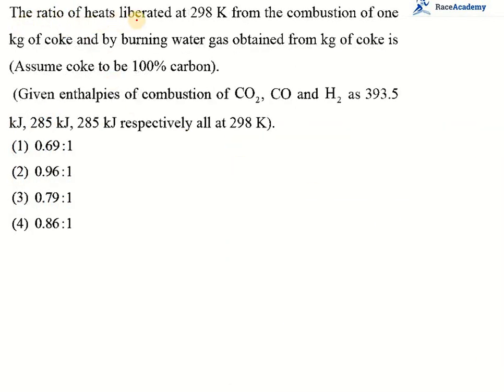Next question, the ratio of heats liberated at 298 Kelvin from the combustion of 1 kilogram of coke and by burning water gas obtained from 1 kg of coke is? Assume coke to be 100% carbon. Given the enthalpies of combustion of carbon, carbon monoxide and hydrogen are 393.5, 285 and 285 respectively at this temperature.